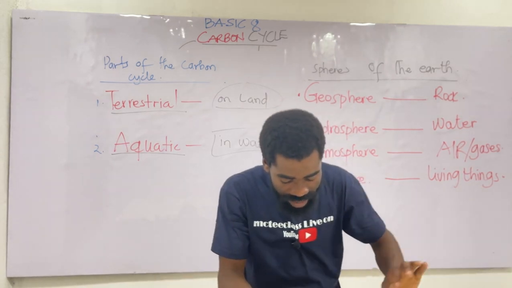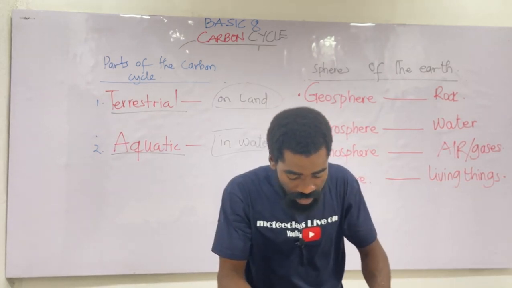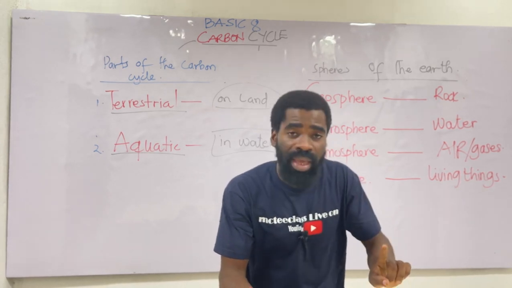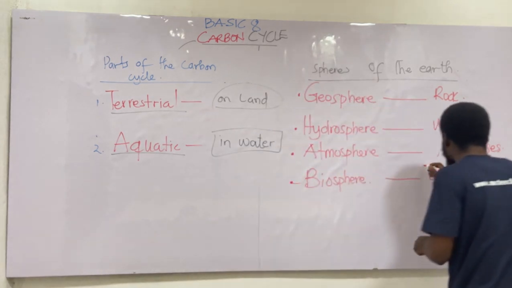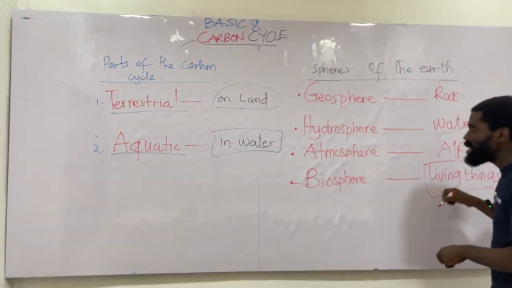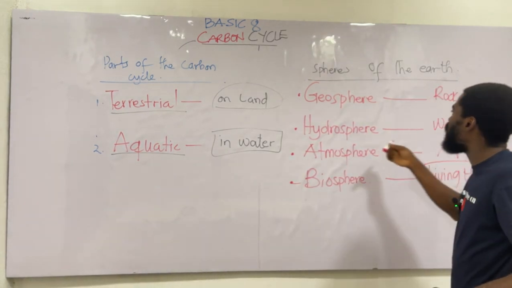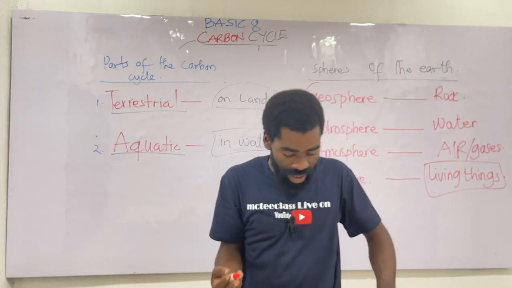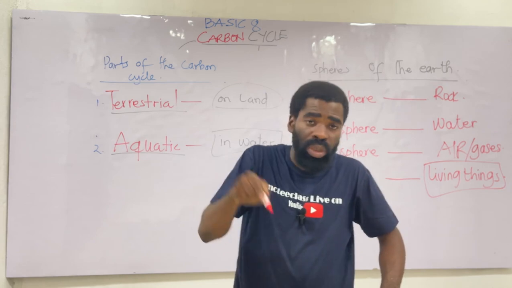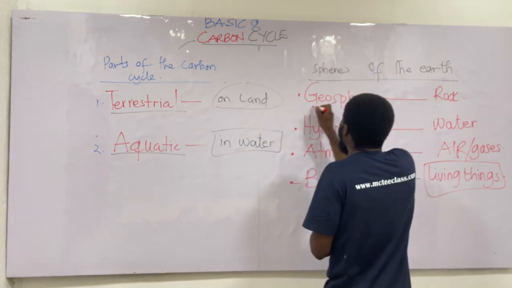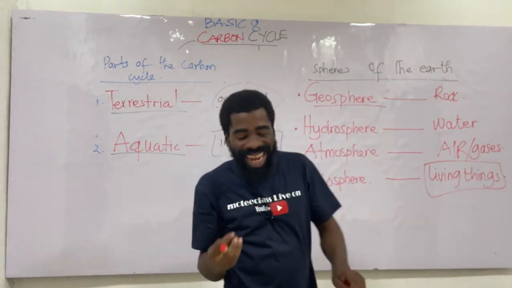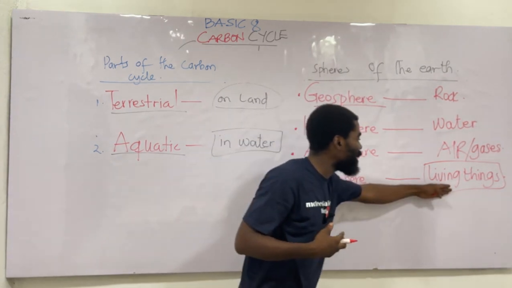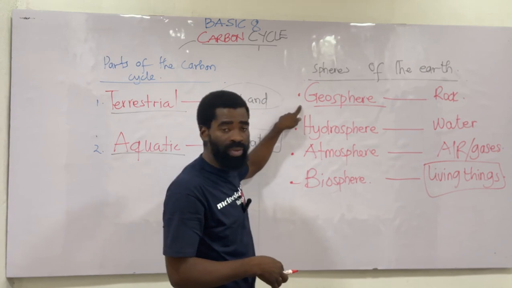Carbon again enters the geosphere through the death of what? Of the biosphere. When these living things die, they once again return the carbon into the earth. So let's take it from there. Carbon again enters the geosphere, into the ground, by the death of the biosphere. So when living things die, the carbon once again enters the geosphere.